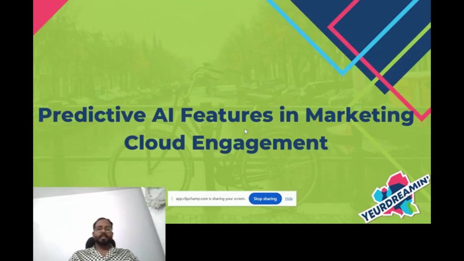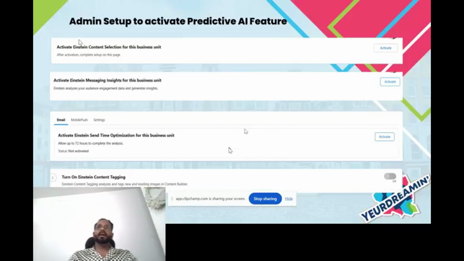The very first topic which I would like to cover is the predictive AI features which are used in Marketing Cloud Engagement. The recent phase of AI which we are really looking up to is generative AI. But before generative AI was onboarded, we had predictive AI, which has been in the picture for quite a couple of years now. So we will look into how those features are used in Salesforce Marketing Cloud Engagement, as well as how we can enable them.